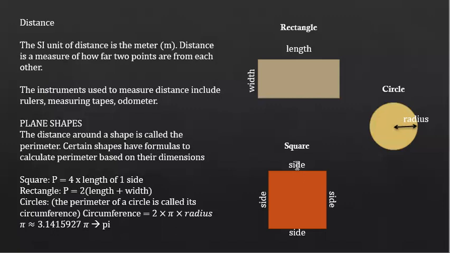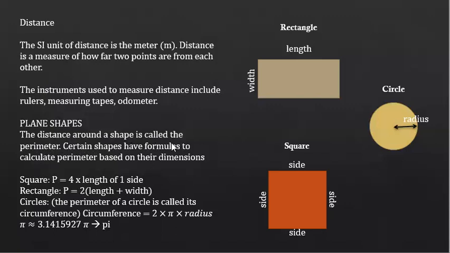Now, we also have squares. The difference between a square and a rectangle is that a square has all equal sides. So there are no long sides and short sides as there are with a rectangle. Where you have length and width with a rectangle, with a square you only have a side. Now, the distance around a shape is called the perimeter.